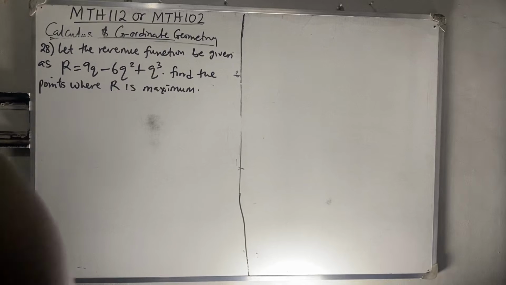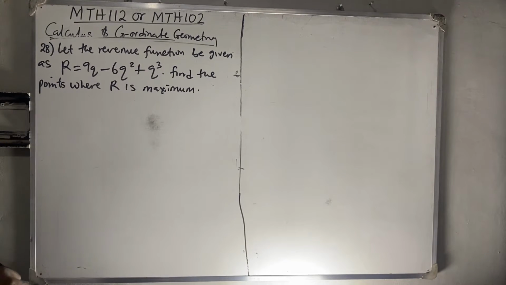Now look at this very beautiful question. We are asked to find, they said, let the revenue function be given as R, which is equal to 9Q minus 6Q squared plus Q cubed. Then I say we should find the point where R is maximum.